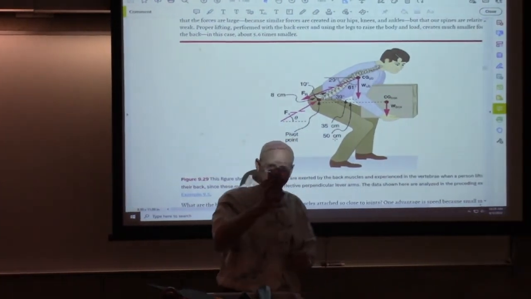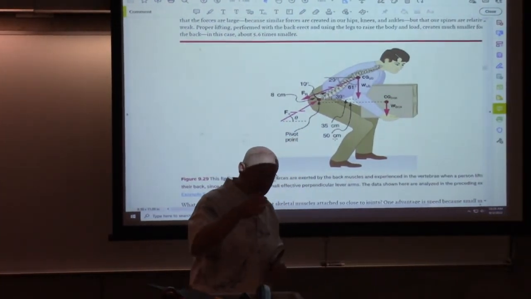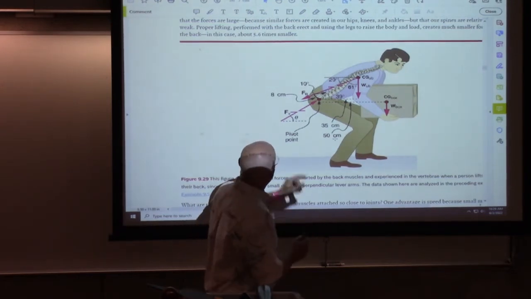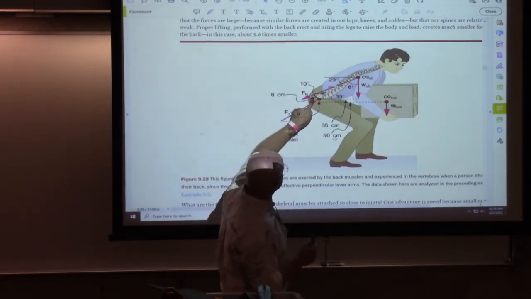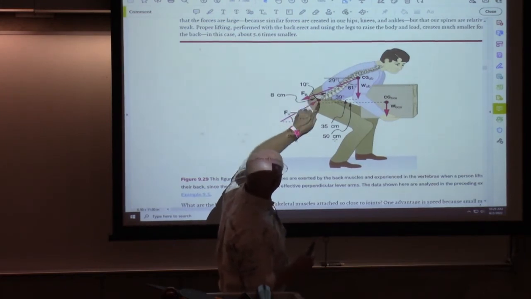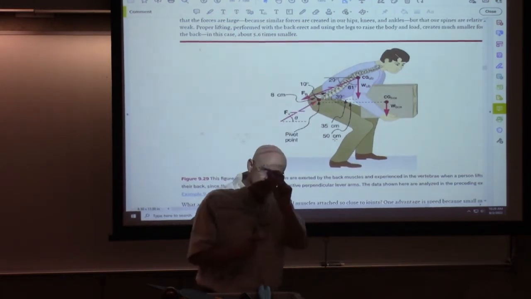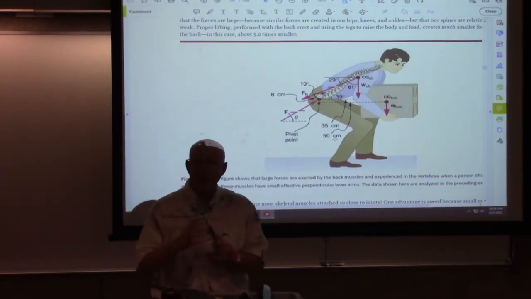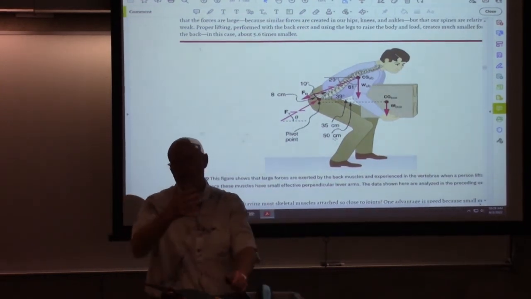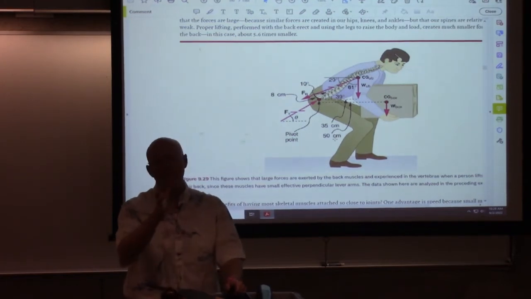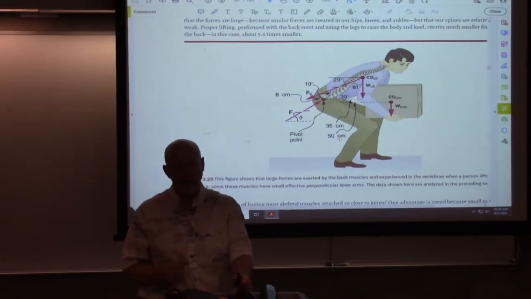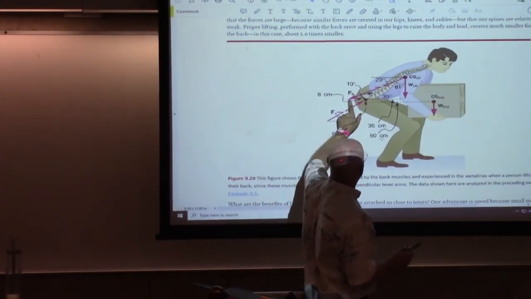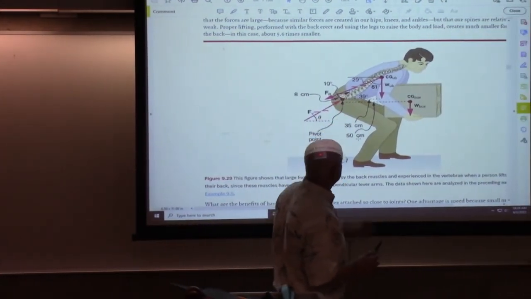And this is why, conceptually, this can be so difficult for your body to do, because the distance of these ligaments to the pivot point is probably only roughly 8 centimeters. So you don't have much of a perpendicular distance, and to get a lot of torque, you're going to need a lot of force from your back. So that's what this problem is asking: how much force does this need to be?